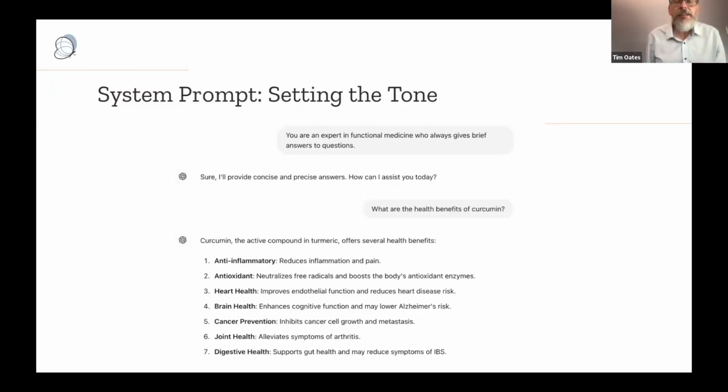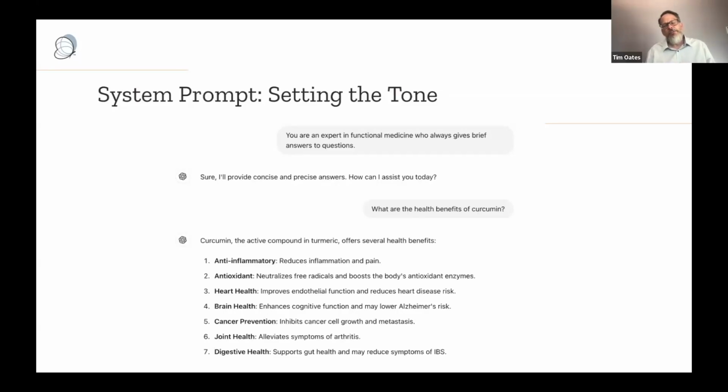Because I have said, you are an expert in functional medicine, everything that follows, everything that it generates is going to know that functional medicine is a thing that we're going to be talking about and thinking about. So stuff related to functional medicine is going to be made more likely than other kinds of things, right? More likely than car repair, but then also more likely than traditional medicine, for example. So ChatGPT goes, sure, I'll provide concise and precise answers. How may I assist you?